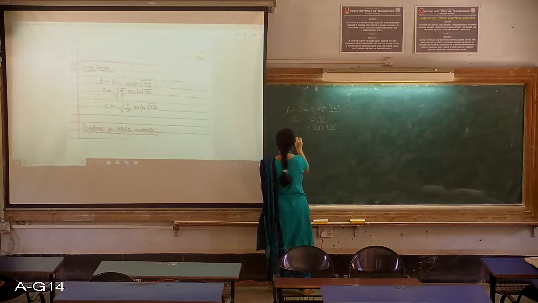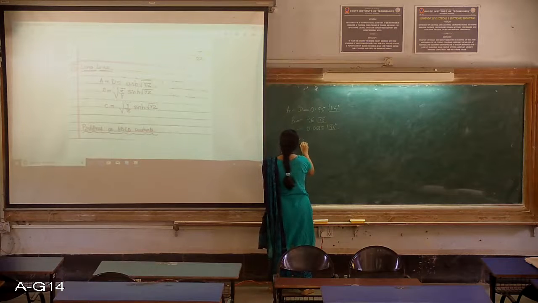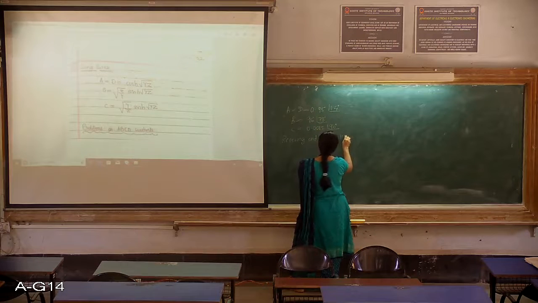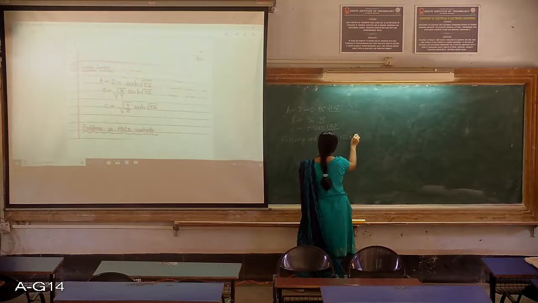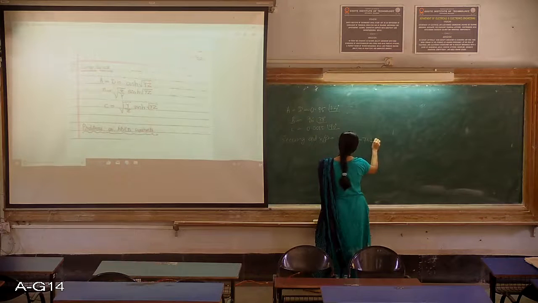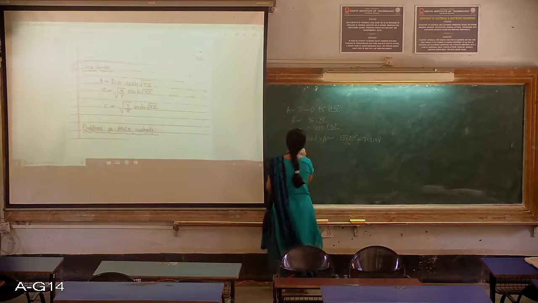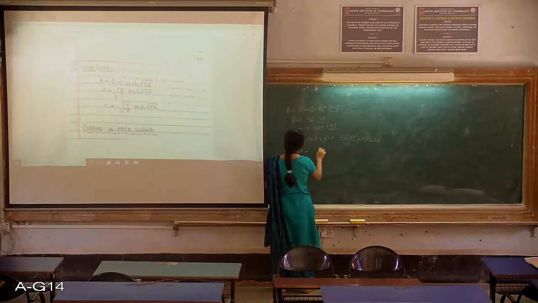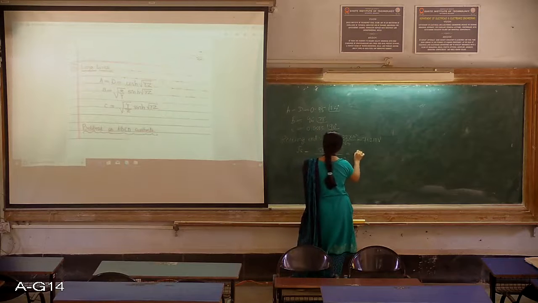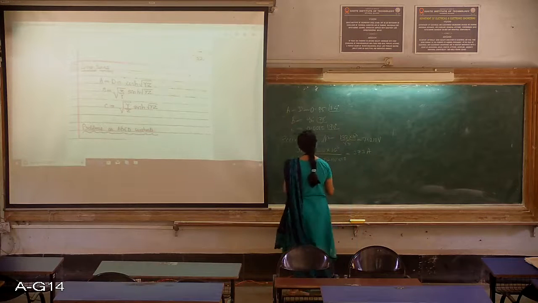So first, receiving end voltage per phase. Always the first thing you have to do is write this. Receiving end voltage per phase will be 132 into 10 raised to 3 divided by root 3. So this comes out to be 76,210 volts. Then receiving end current IR: power is equal to root 3 VI cos phi. So root 3 into 132 into 10 raised to 3 into 0.8, so this is your 273 amperes.